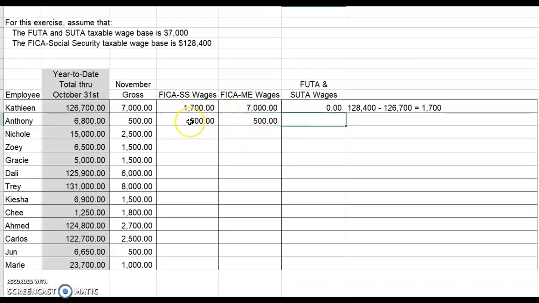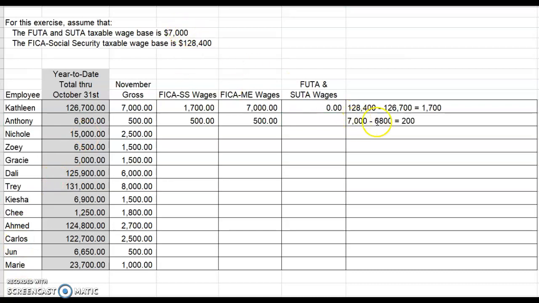Before November, Anthony had already earned $6,800 in gross wages. This is not quite in excess of the FUTA, SUTA wage base of $7,000, but it's close. By the time the November wage of $500 is paid, he will exceed the wage base. So some of his November wages will be subject to FUTA and SUTA tax, and some will be exempt. The easiest way to make that calculation is to subtract the prior year-to-date gross from the wage base. That will calculate the remaining salaries subject to FUTA and SUTA tax for the rest of the year.